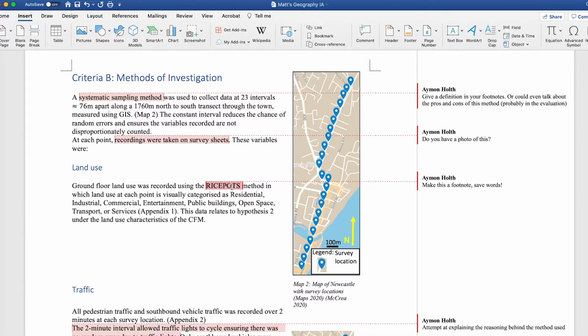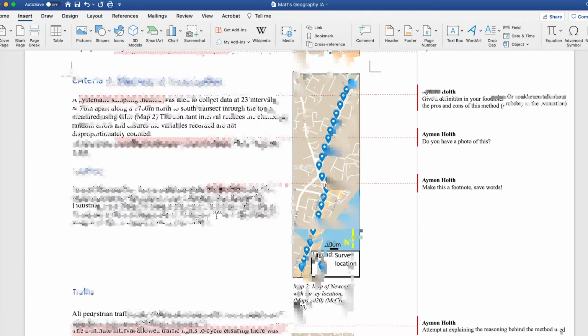Next we have, again, rice pots. Make this a footnote. Instead of putting residential, industrial, commercial, entertainment, public buildings, make it a footnote. Super easy, saves you 10 words.